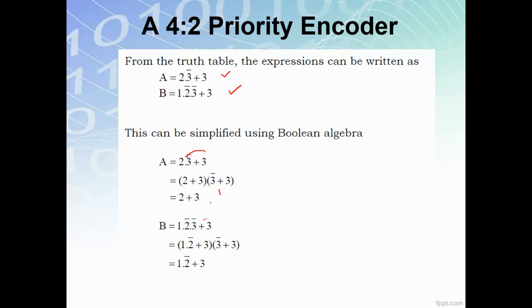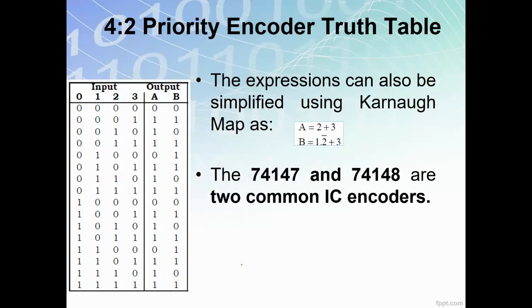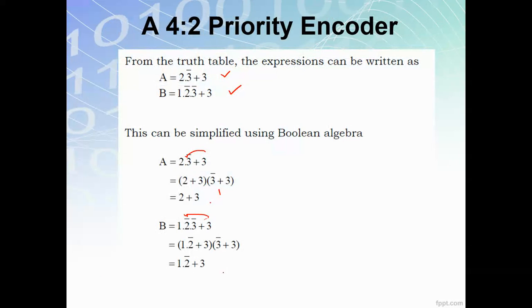Kita boleh simplify by using distributive, by 1.2 bar plus 3. Okay, kita darabkan dengan 3 plus 3 bar. Okay, 3 bar plus 3. And then kita akan dapat 1.2 bar plus 3. So daripada sini kita boleh draw dia punya diagram lah.